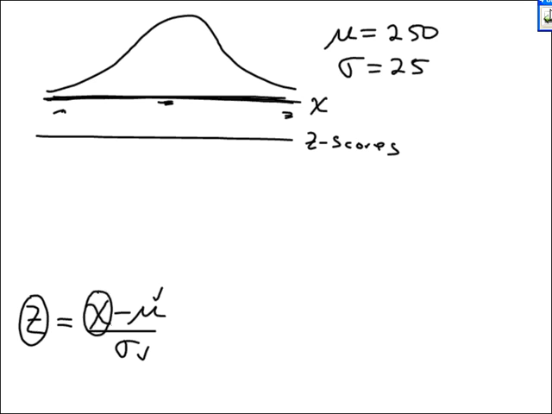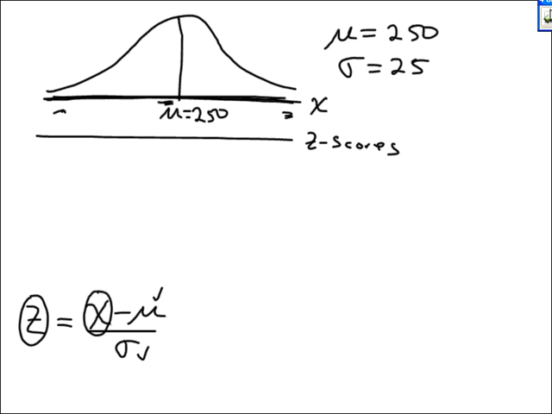Now we have z-scores and regular scores. Since the total area under the curve is 1, half of the area, 0.5, is to the left of the mean, and 0.5 is to the right of the mean. The mean in our case is 250.